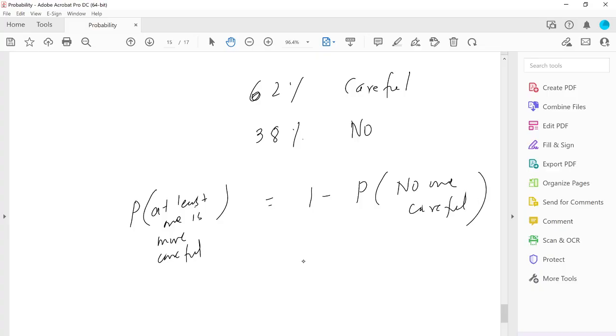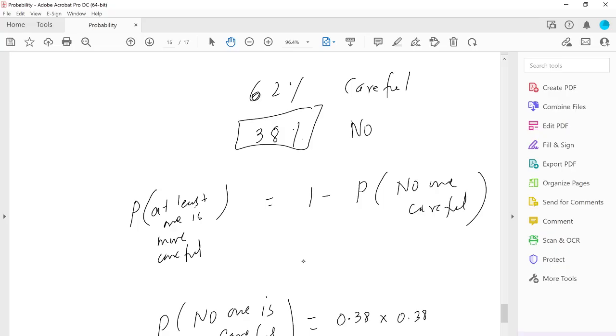Out of 4, we know that a 38% chance is not careful. So we have to calculate the probability of finding out of 4 that no one is careful. Remember, the probability that no one is careful out of 4 is 38% for the first person, 38% for the second person, 38% for the third person, and they are independent events. So we just have to multiply all these.